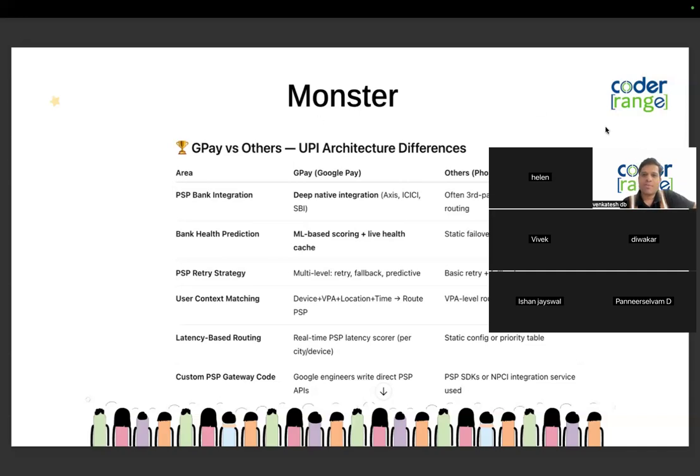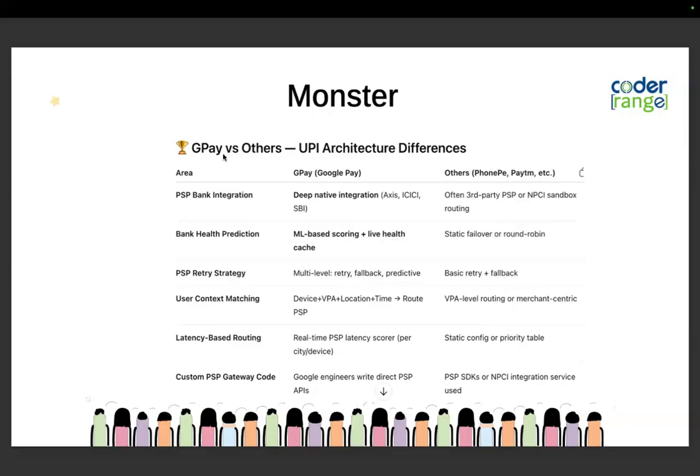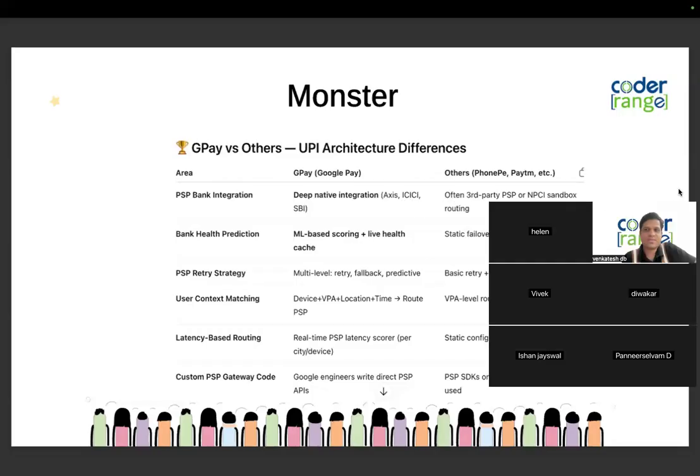So if you ask me here, in Google Pay, they have the PSP bank integration deep dive. They use native integrations. But PhonePe, Paytm, they use third party. They don't use the normal one, they use a third party. Here this one will use deep native integration, because if you compare Paytm versus Google Pay, definitely Google Pay is the winner because they have deep native integration of all the banks, but they use third party PSPs.